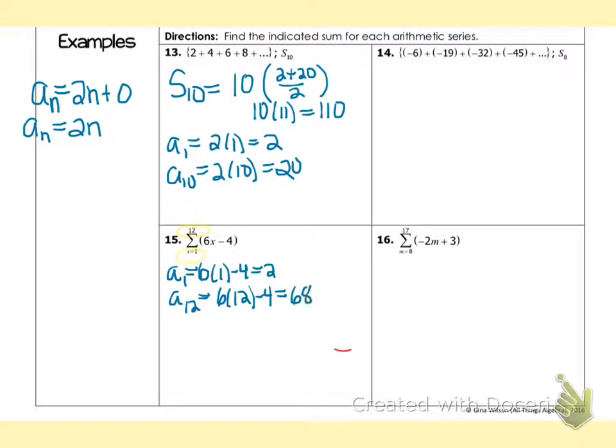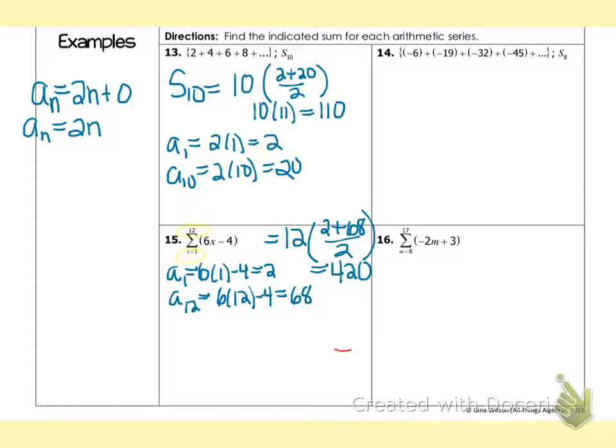Now I'm going to use the formula, and I can find that sum just by taking, I'm finding 12 terms, the product of 12 terms, times the average of the first term and the 12th term. So 2 plus 68 is 70, divided by 2 is 35. So that's 35 multiplied by 12, which is 420. So the sum of the first 12 terms, instead of having to generate all those 12 terms and add them up, I just use this formula to find out it would be 420.